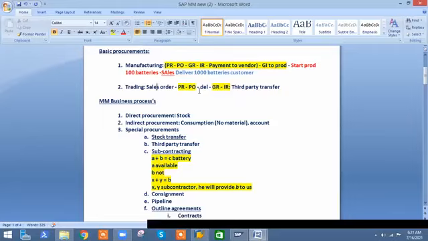Only in the manufacturing area, only the production team will get involved. Whereas in a trading business, the sales team, the purchasing team, and the finance team will obviously get involved. Why? Because we are dealing with the money.